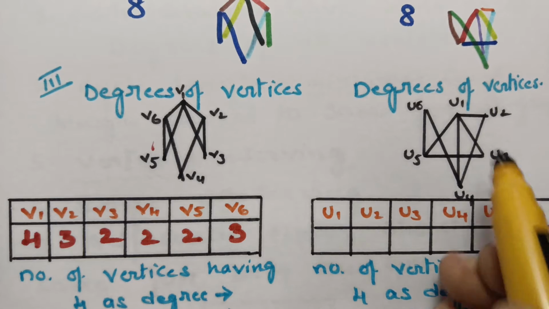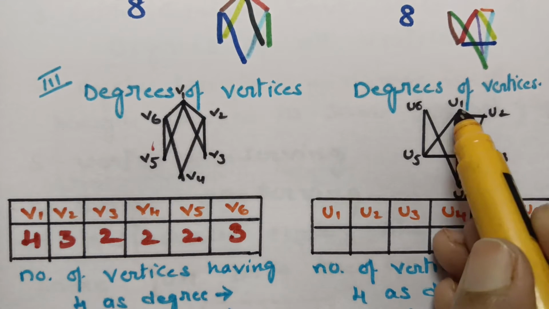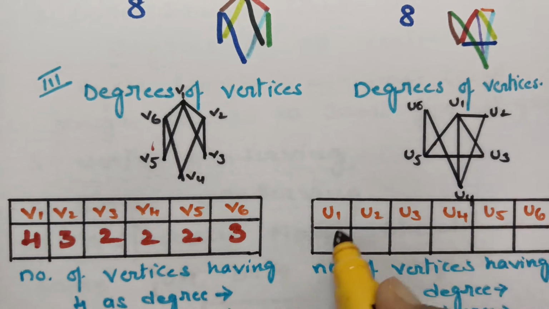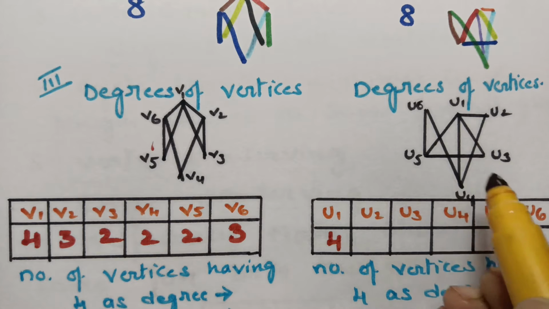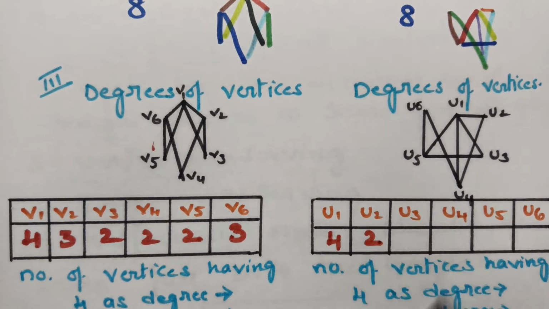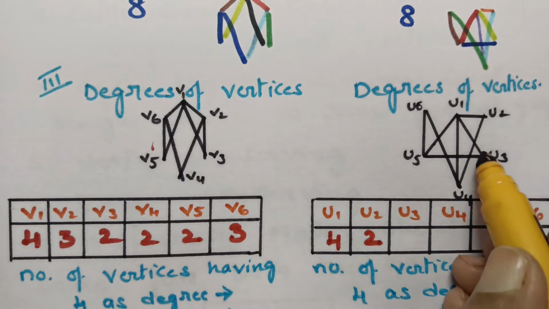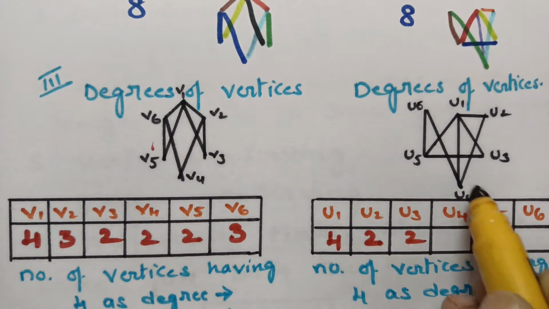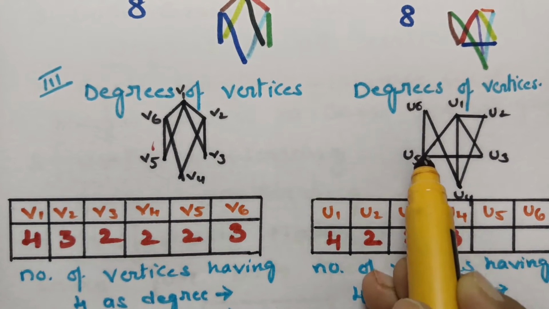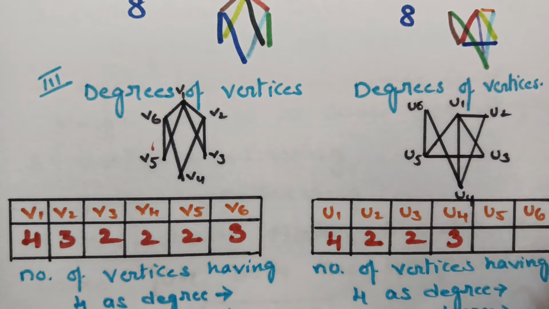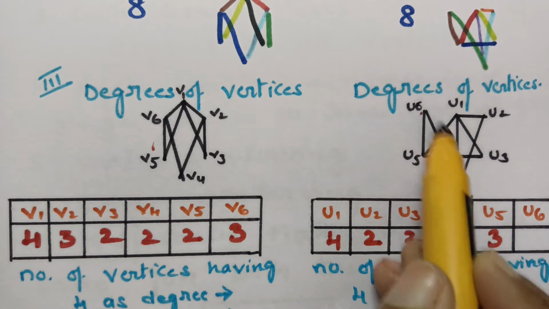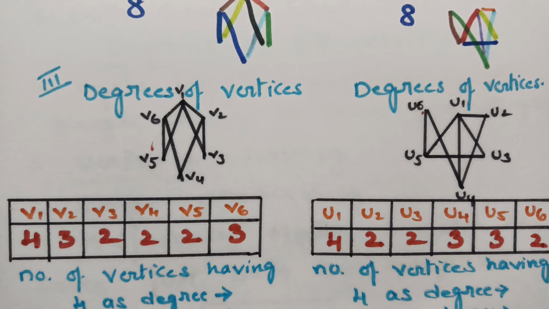And next coming to U1. How many edges are there corresponding to U1? This is 1, 2, 3 and 4. Therefore, the degree of U1 is 4. Coming to U2, the number of edges is 1 and 2, therefore the degree is 2. For U3, 1, 2, the degree is 2. For U4, 1, 2, 3, the degree of U4 is 3. For U5, 1, 2, 3, so the degree of U5 is 3. And for U6, 1, 2. It has 2 edges, therefore the degree is 2.